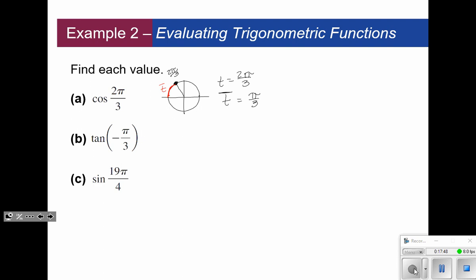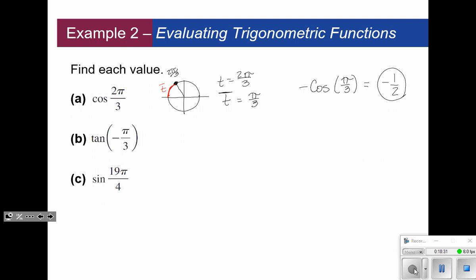But it's in the second quadrant, which makes cosine positive or negative? Negative. So really what we're looking at is negative cosine of pi over 3. That's going to give us our answer. Well, what's the cosine of pi over 3? Look at your chart. What is the x value of the ordered pair at pi over 3? 1/2. So this is actually negative 1/2.